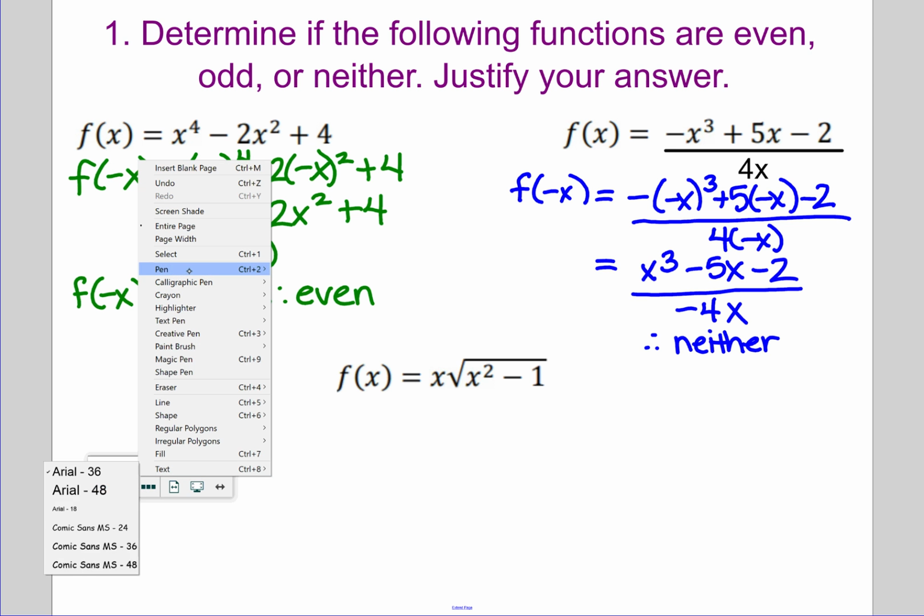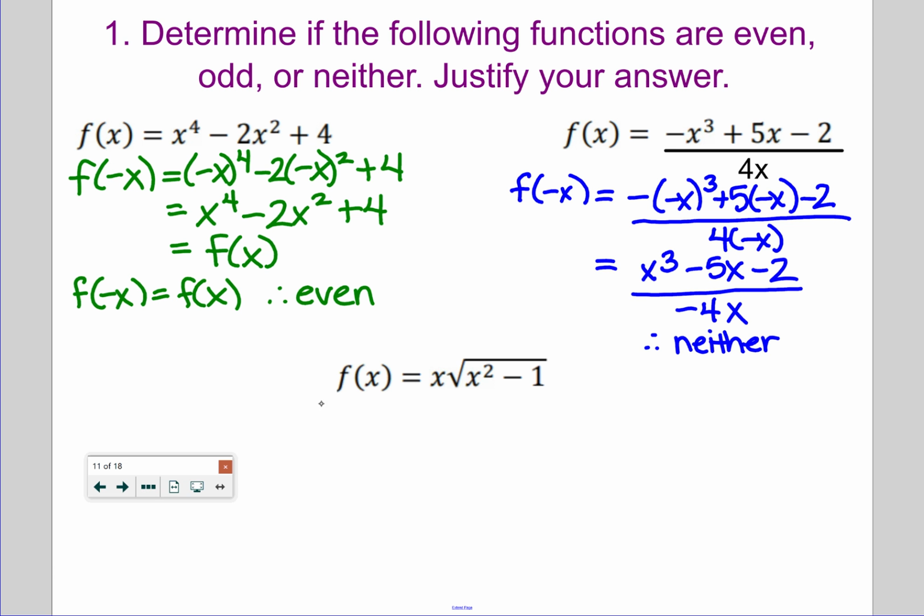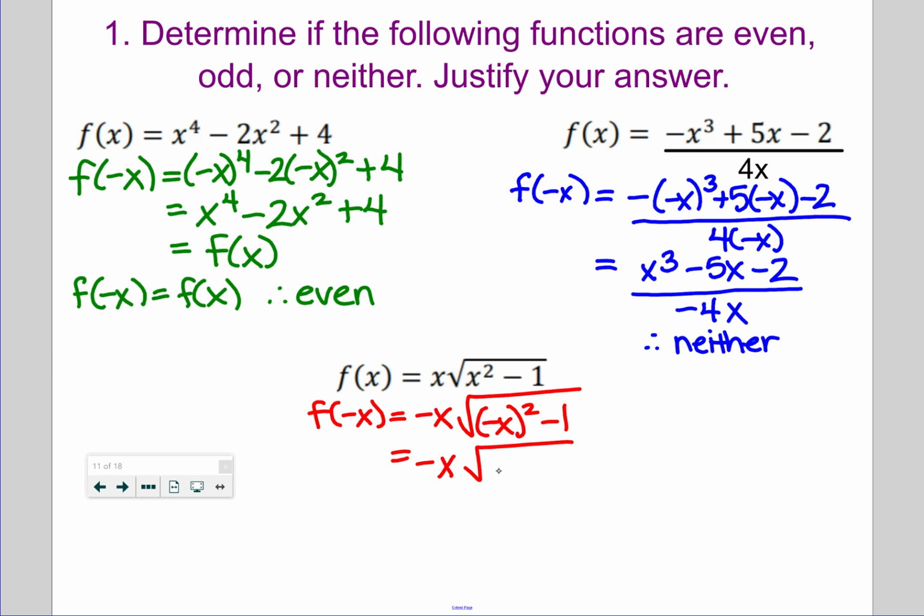Finally, let's look at the one at the bottom. Again, I'm going to plug in -x. So f of -x equals -x times the square root of (-x) squared minus 1. So that's -x. Inside my square root, that simplifies to a positive x squared minus 1.